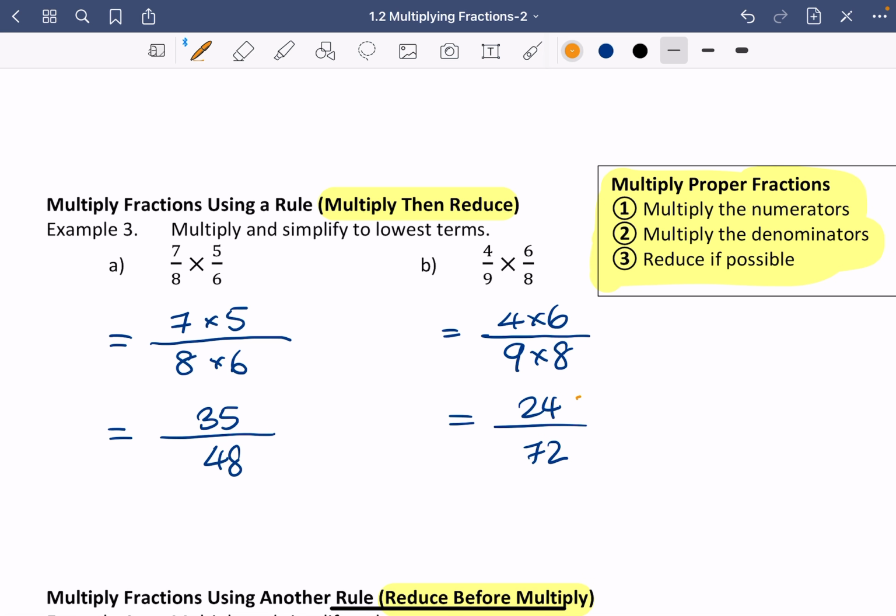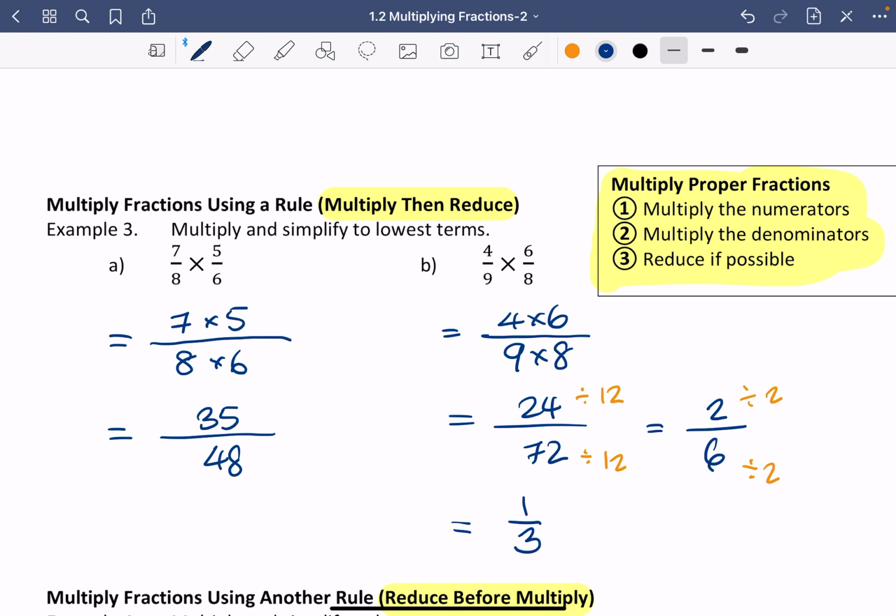Okay, so I can see from these two numbers that there is a common factor of 12. So if I divide both the top and bottom by 12, then on top I'll get 24 divided by 12 is 2. 72 divided by 12 is 6. Well, we can still reduce 2 over 6, right? Because they still have a common factor of 2. If we divide both top and bottom by 2, we get 1 over 3.